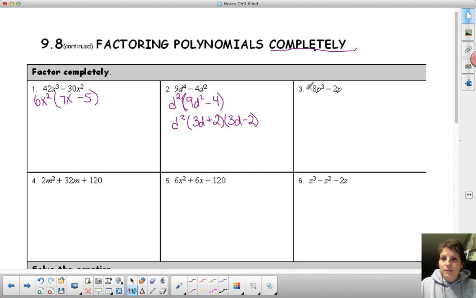Let's look at number 3. There's a leading negative, so we need to make sure we pull out a negative. 8 and 2 have a common factor of 2, and there is a single p being shared. When I do my GCF, negative 2p times positive 4p squared, plus, because I factored out that negative, and 2p, well, that would be a 1. We need to be able to identify that 4p squared plus 1 is not factorable. It's a sum of perfect squares, and that is not a special case, so we can stop.